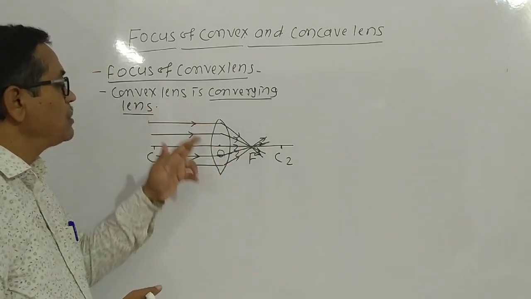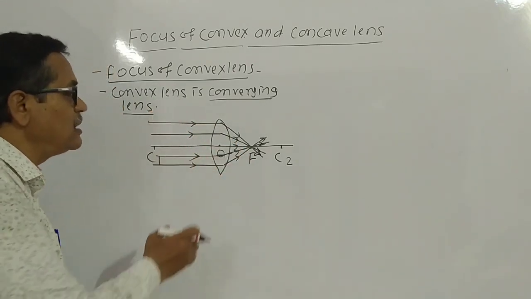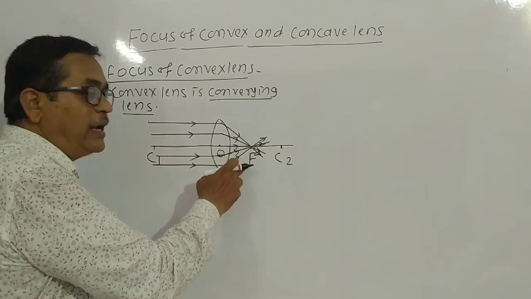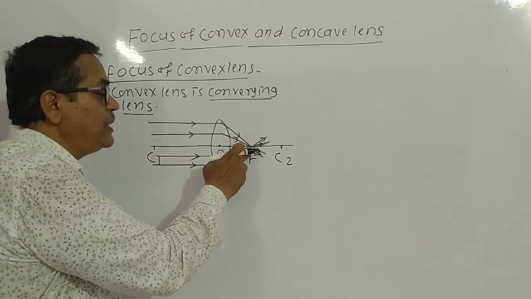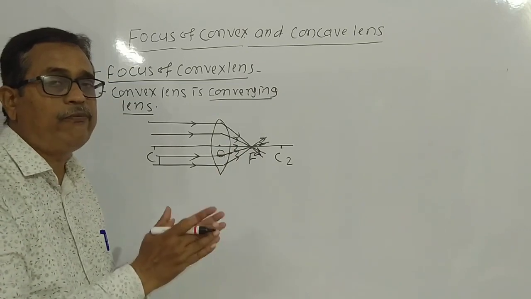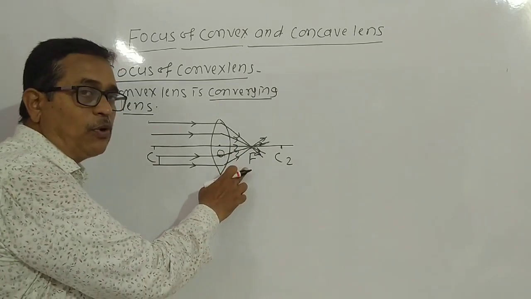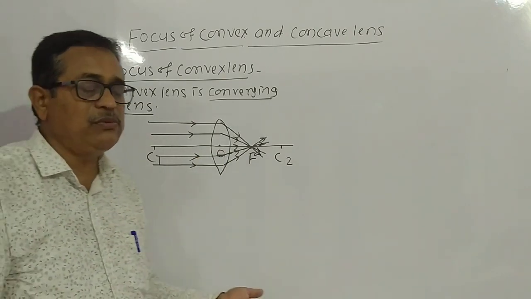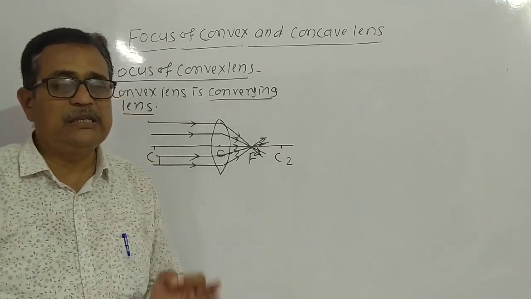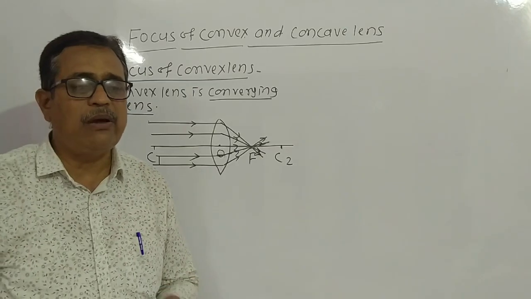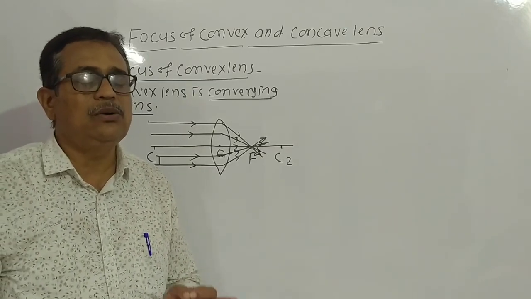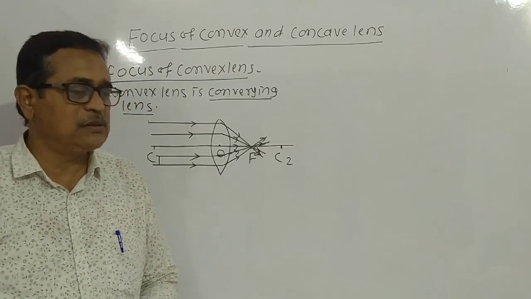And here convex lens is a converging lens, and all the light rays, the refracted rays, meet at a single point, and that is called the focus of convex lens. And this focus of convex lens we studied in the last video. Please watch all my videos to understand the total topic step by step.